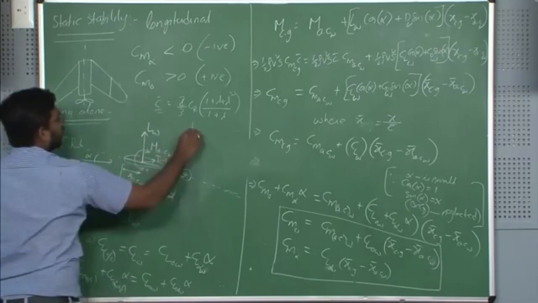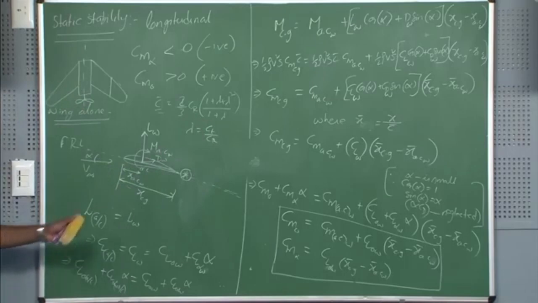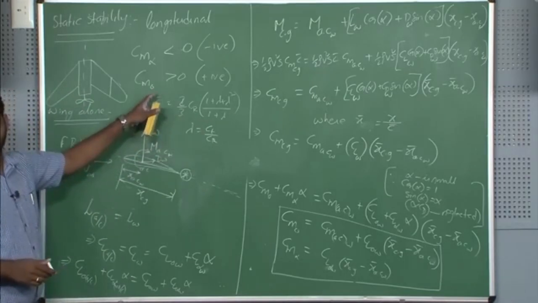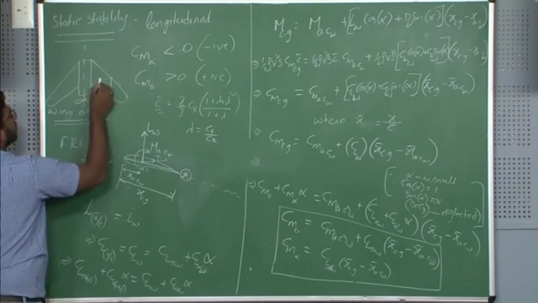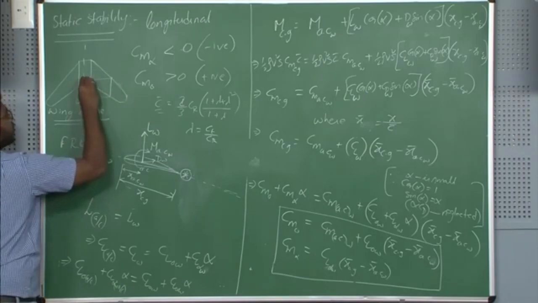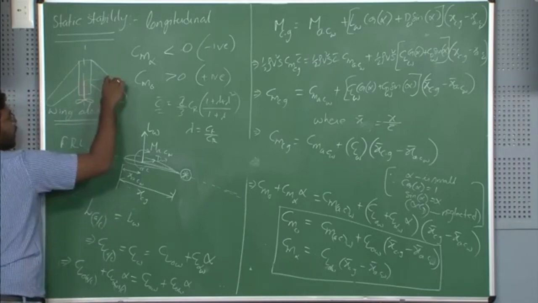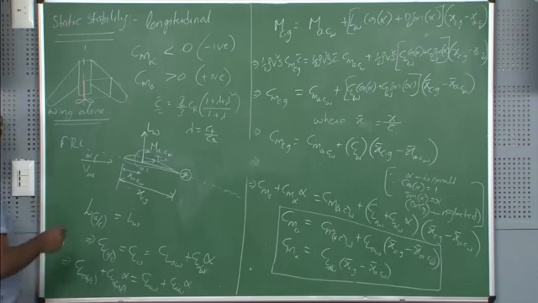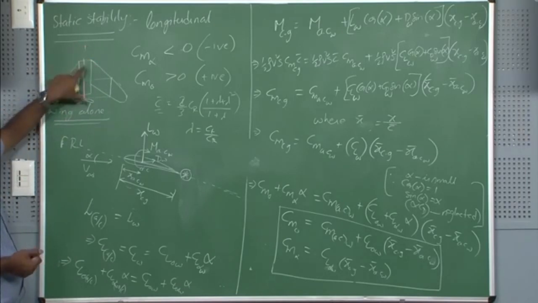Where lambda is equal to CT by CR. So we have done enough exercises and solved enough problems to know how to figure out the mean aerodynamic chord, right? Once you have this mean aerodynamic chord, project it to the root chord, and then this will be your mean aerodynamic chord. Since you can't measure this distance directly, the fuselage reference line will be helpful for you to actually measure the physical distance, right?